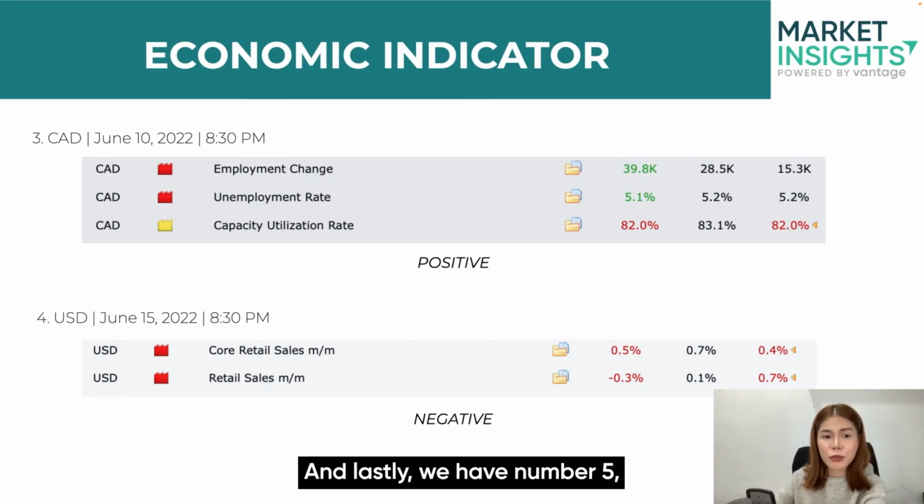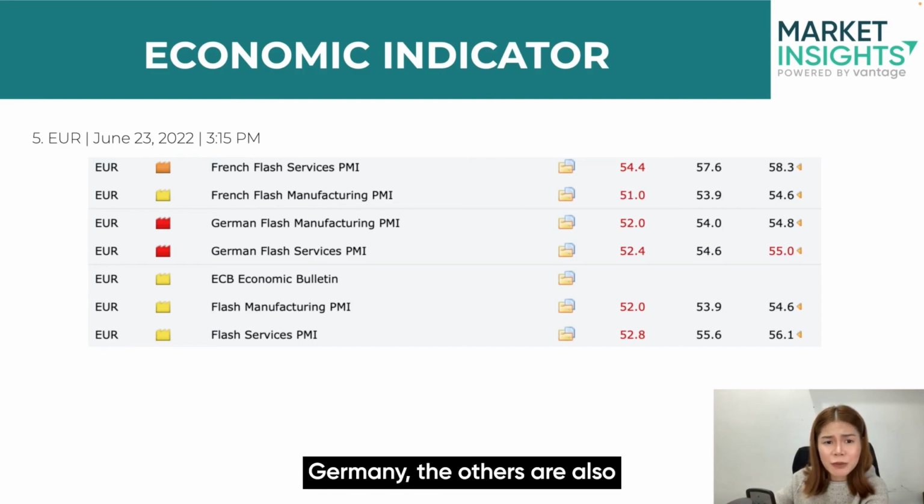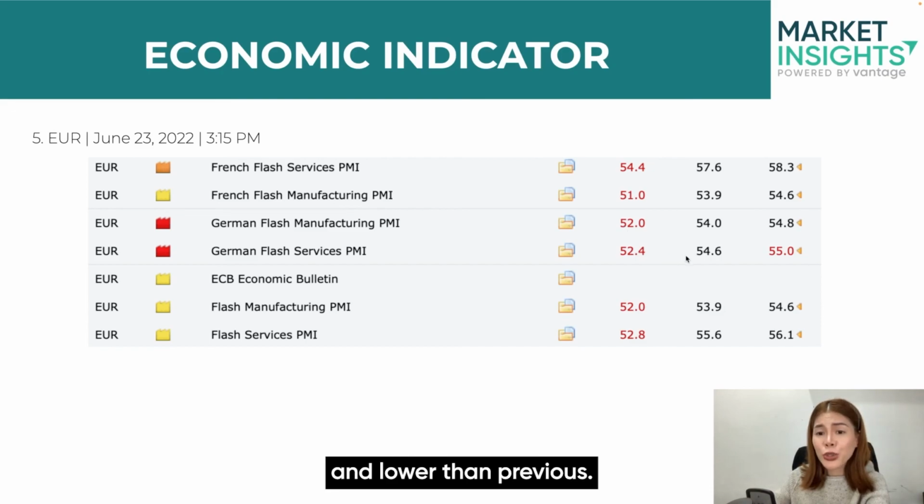And lastly, we have number 5 here, a euro data. Now, this is quite confusing because there are so many indicators out there. But again, if we are taking a look at euro data, we should be paying attention to what country? Germany. The others are also low impact data. Therefore, we can ignore those and just focus on the red one, or the high impact one, which is the German data. Both of them are lower than forecast and lower than previous.